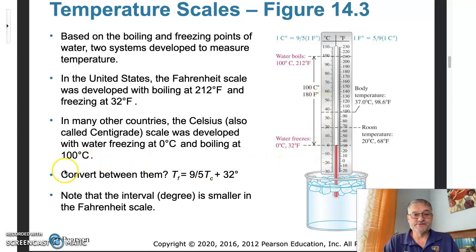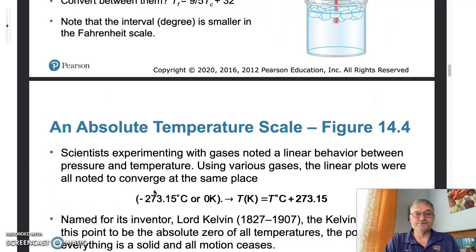And so that's how we get the equation T sub F equals 9/5 T sub C plus 32, with 9/5 being equivalent to 1.8. And that will convert a Celsius temperature to Fahrenheit. And then with a little math, you can reverse that and go the opposite direction. So those scales are important.